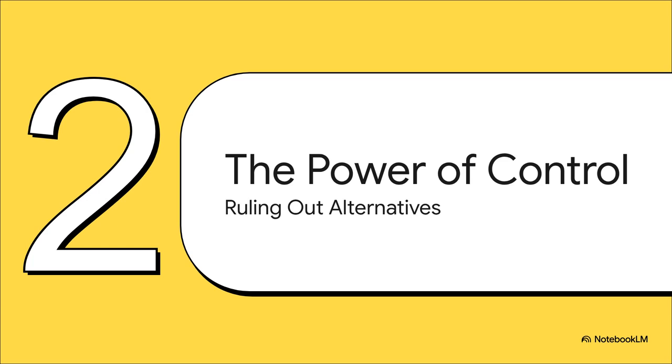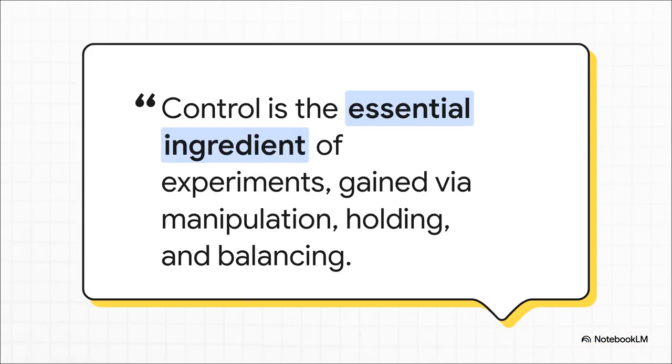Okay, so we've got our setup, but how does this simple design let us talk about cause and effect? Well, it all comes down to one absolutely critical concept: control. This is the secret sauce that makes experiments so incredibly powerful. This quote really hits the nail on the head.